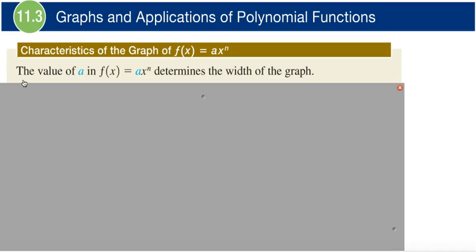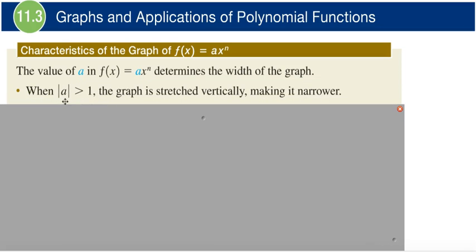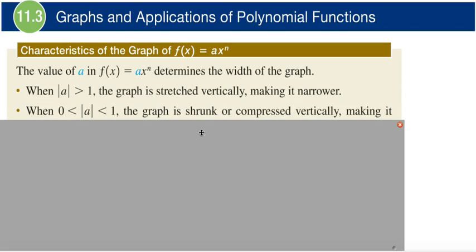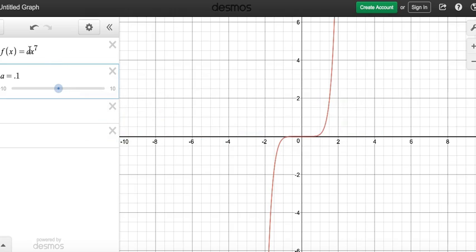So just one thing to note right here, and I have this in my notes: when we have a polynomial of the form a times x to the power of n, check this out. The a is telling us the width of the graph, right? So if the absolute value of a, meaning it doesn't matter if it's positive or negative, is greater than 1, the graph is going to be stretched vertically, making it more narrow. And we saw that, right? Remember how we went up to 120, and that thing got pretty skinny. And then if a is in between 0 and 1, again the absolute value of a, then the graph is going to compress vertically, making it broader.